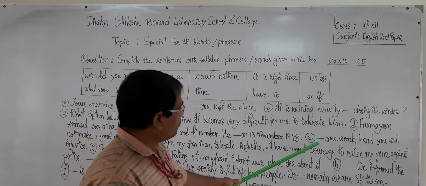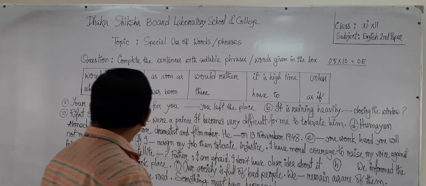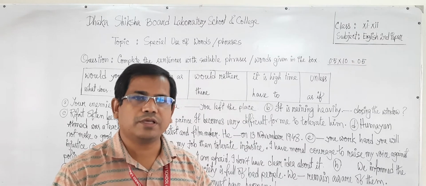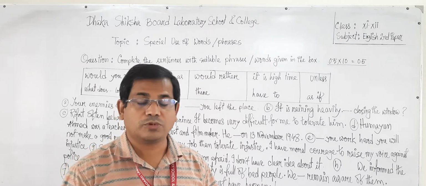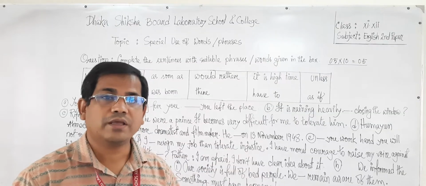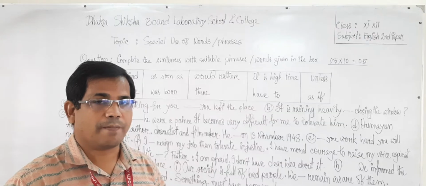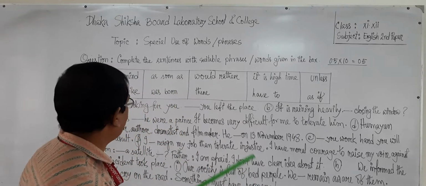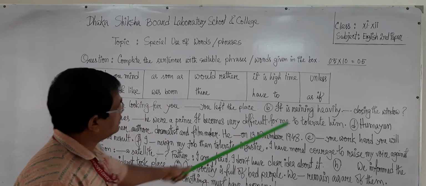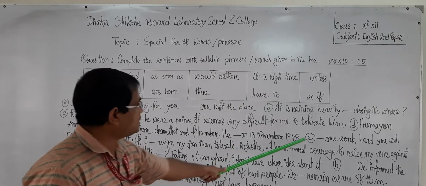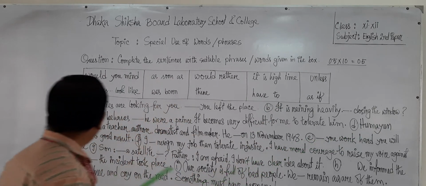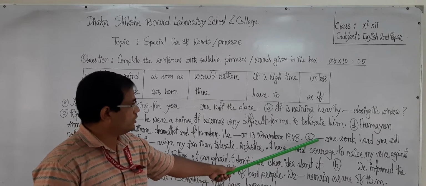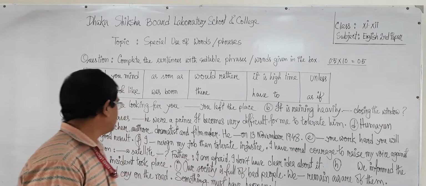Next, you work hard, you will not make a good result. এটার বাংলা করলে আমরা এমনটা ভাবতে পারি, যদি তুমি ভালো পড়াশোনা কঠোর পরিশ্রম না করো তাহলে ভালো ফল অর্জন করতে পারবে না। So যদি না, unless, let's find the term unless. Here it is. Unless you work hard, you will not make a good result. So the term to be used here is unless.